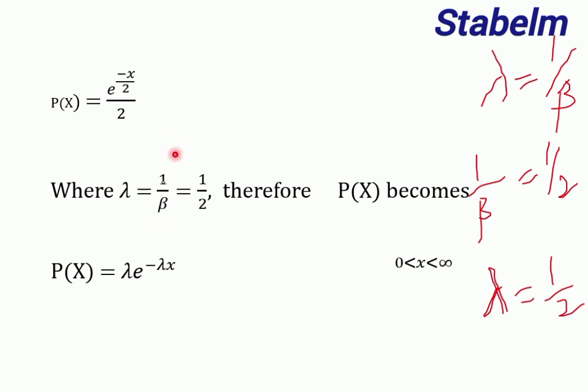Now since we have 1 over beta here equal to 1 over 2, which means automatically beta is equal to 2. Now if we remove this from the setting, we're going to have lambda equal to 1 over 2. And if lambda is equal to 1 over 2, at this point here, we have 1 over 2 here. That has become our lambda. Now at this numerator, we have minus 1 over 2 times x. That 1 over 2 here has become another lambda. So that is why we have minus lambda x here.